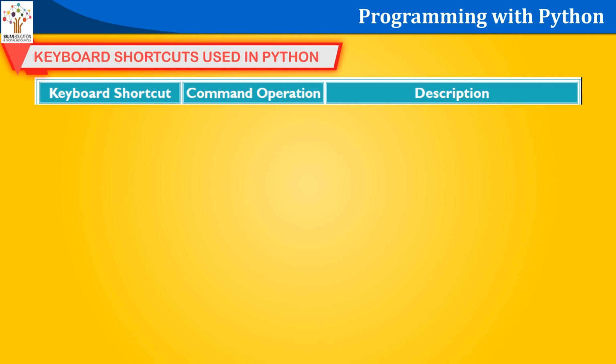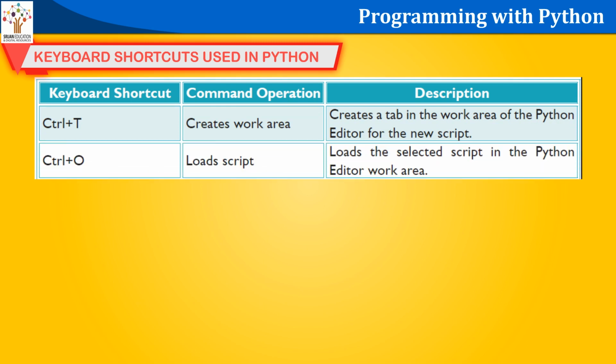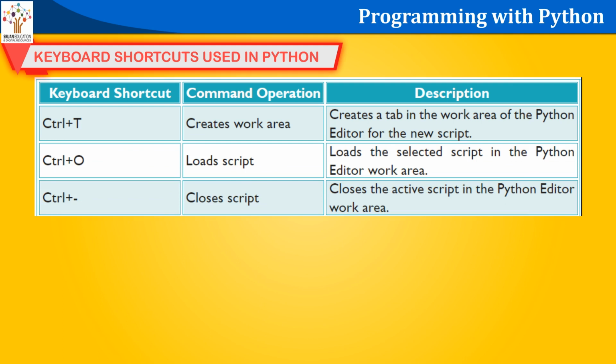Keyboard shortcuts used in Python. Keyboard shortcut: command, operation, description. Ctrl+T creates work area. Creates a tab in the work area of the Python editor for the new script. Ctrl+O loads script. Loads the selected script in the Python editor work area. Ctrl+- closes script. Closes the active script in the Python editor work area.